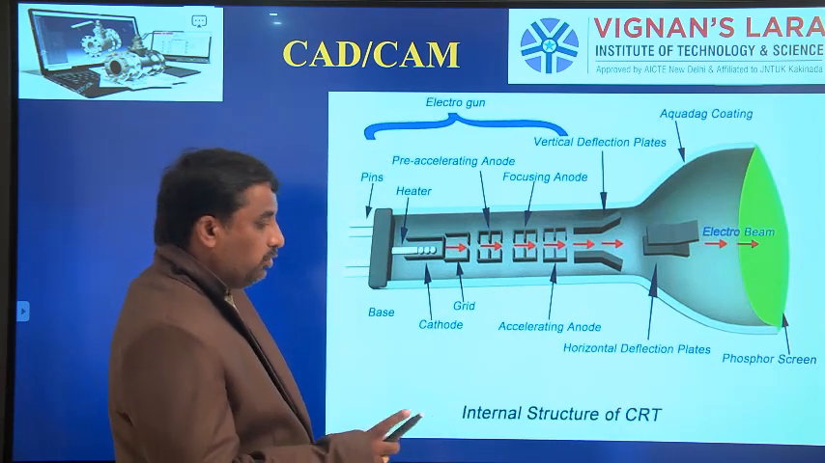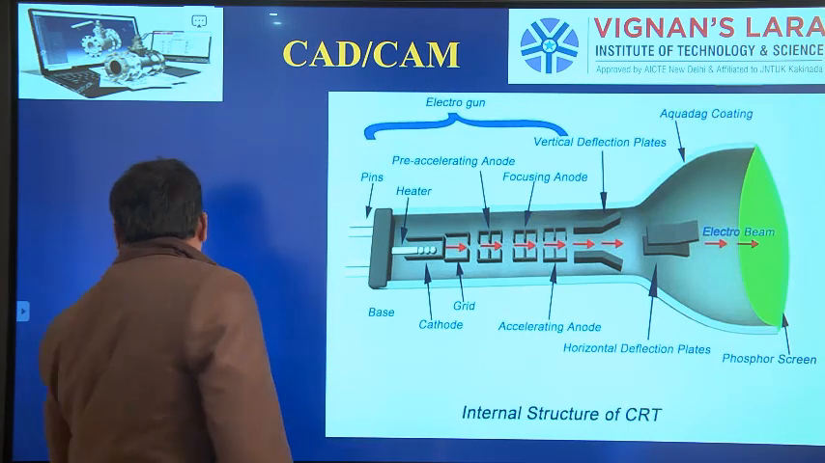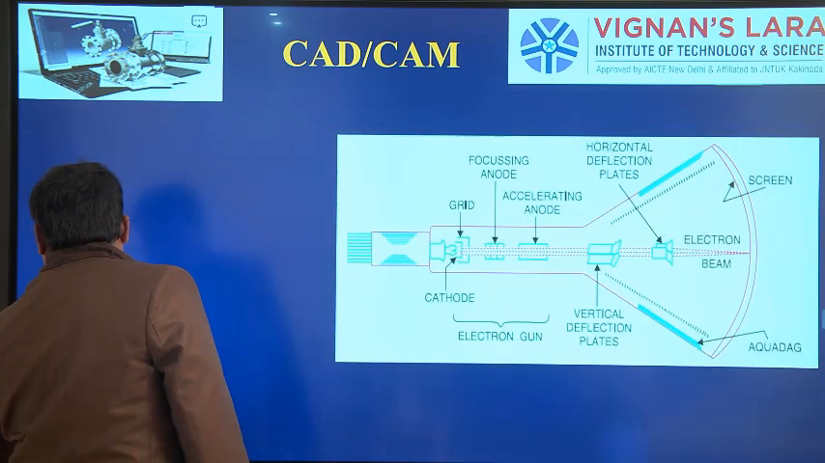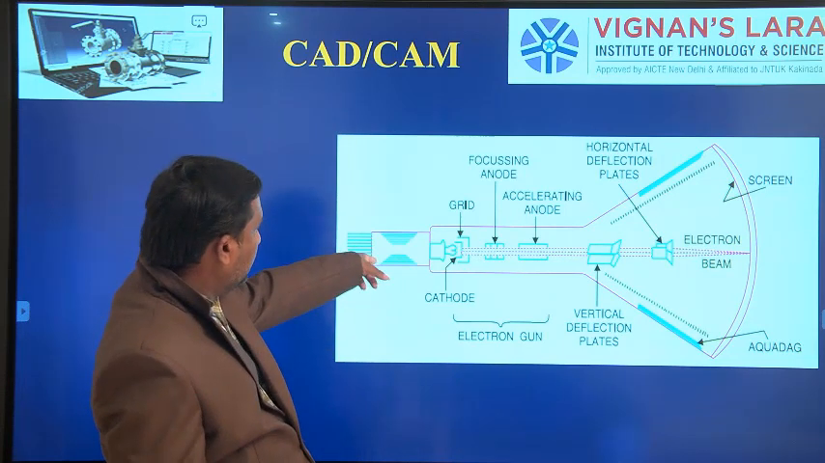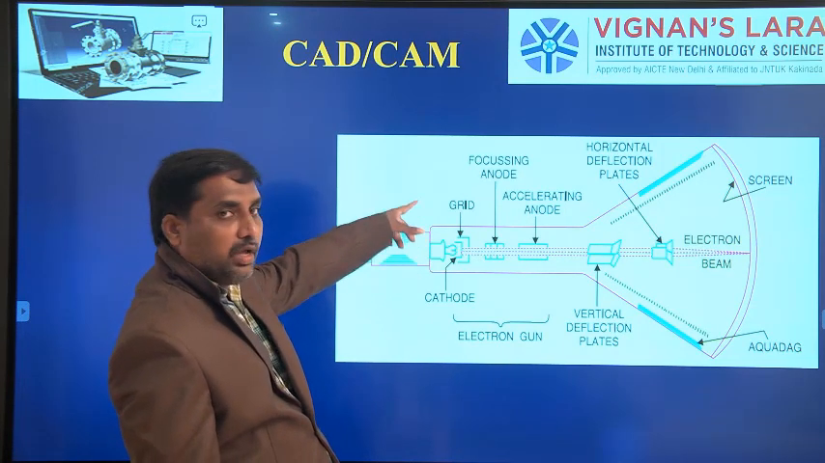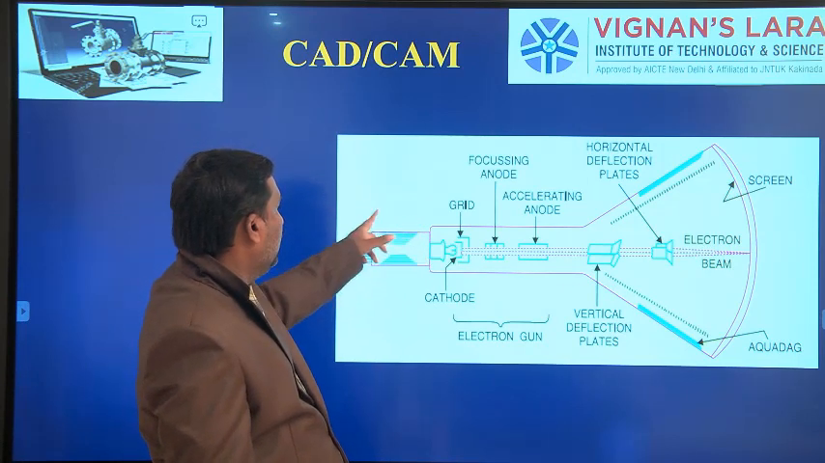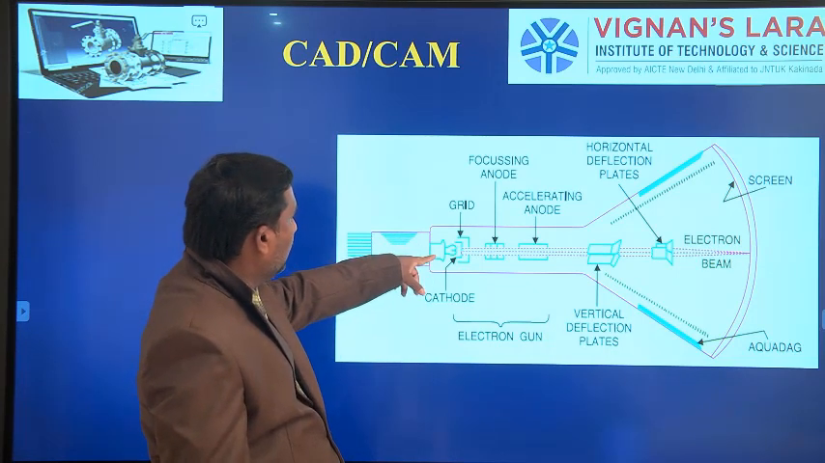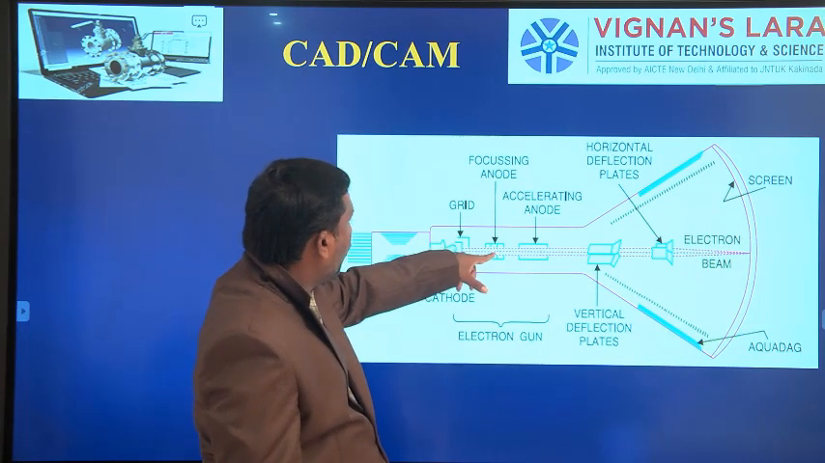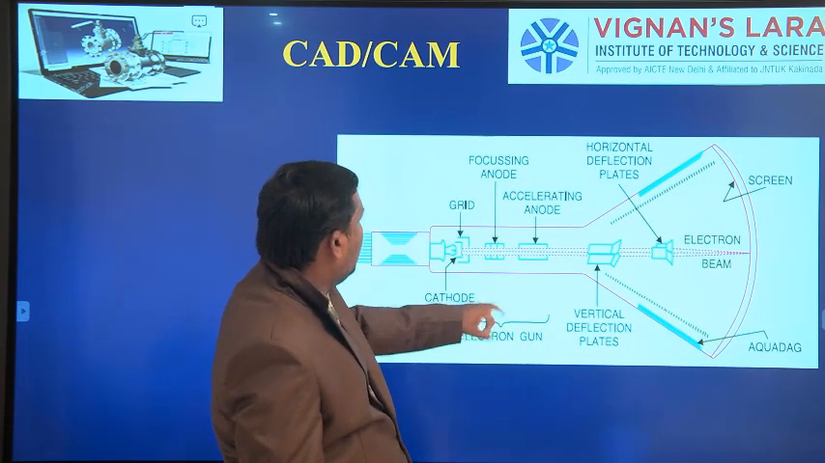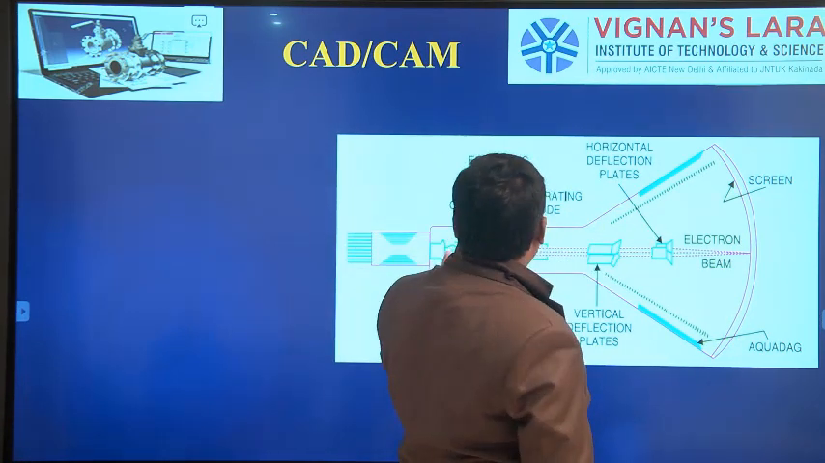Next we can move to another line diagram of this CRT, the cathode ray tube. This is the line diagram of the cathode ray tube. It has the same pins. Next, as I told before, this is an electron releasing heater. Next, the heating element and also the cathode and grid, which has an opening, the focusing anode, accelerating anode, vertical deflection plates, horizontal deflection plates, and this is the electron beam.